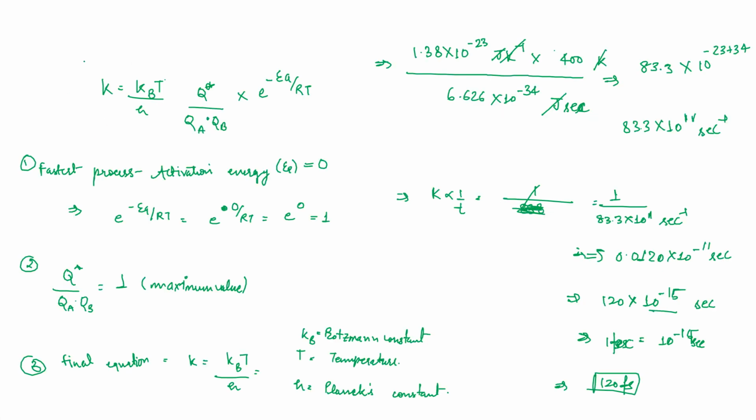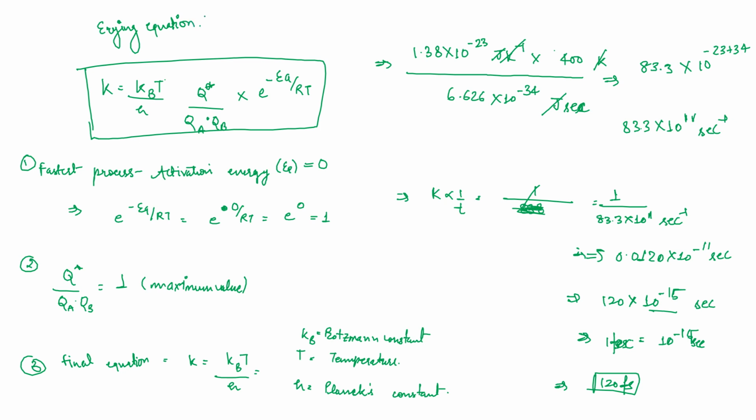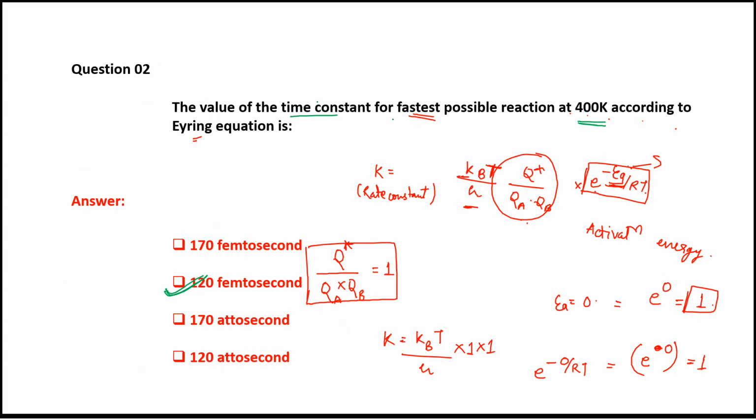Okay. So what we did is, first, considering the Eyring equation. Here also I'll write this equation which we have written. This is the Eyring equation. And using this Eyring equation, we had to calculate the time constant for the fastest possible process.